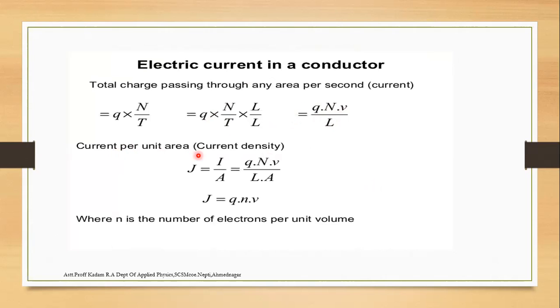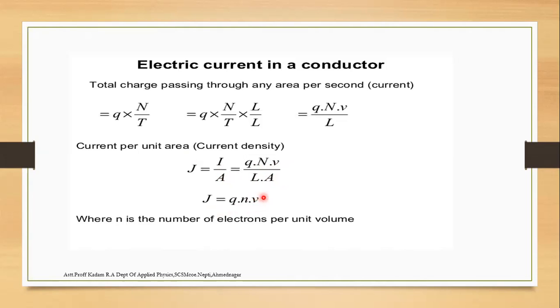The current per unit area is called the current density, denoted by J. So J is equal to I divided by A. Here I is equal to q n v divided by L, and putting this value in, J is equal to q n v divided by L into A, which gives J is equal to q n into v.